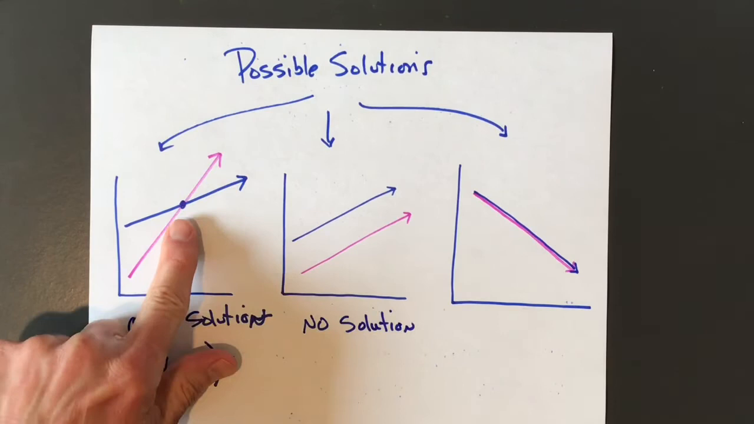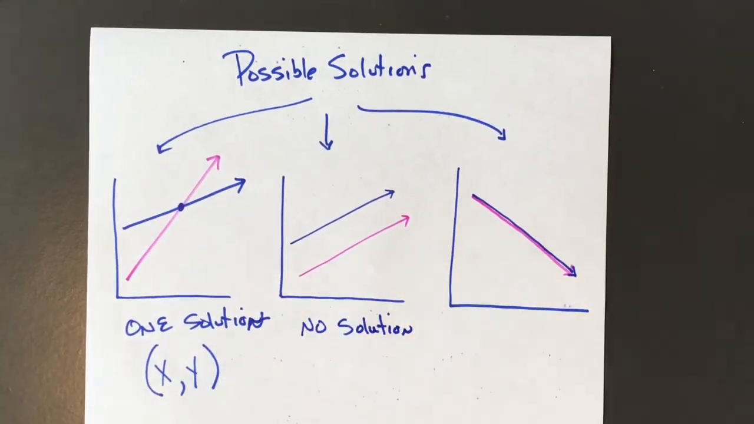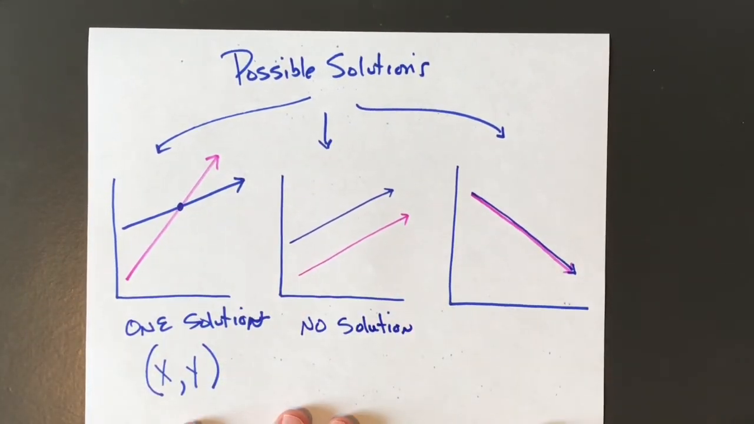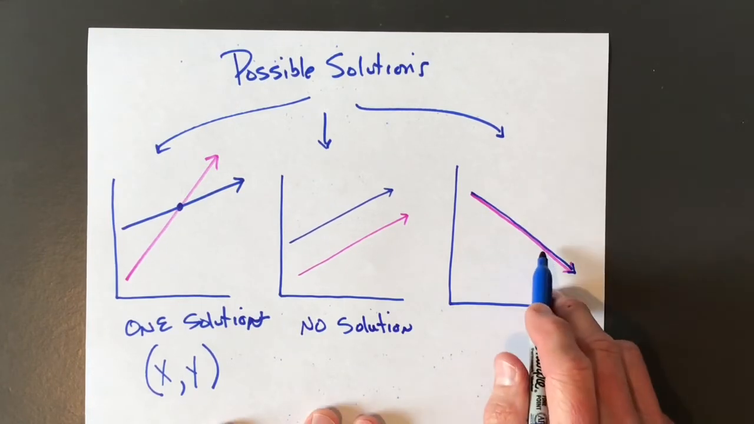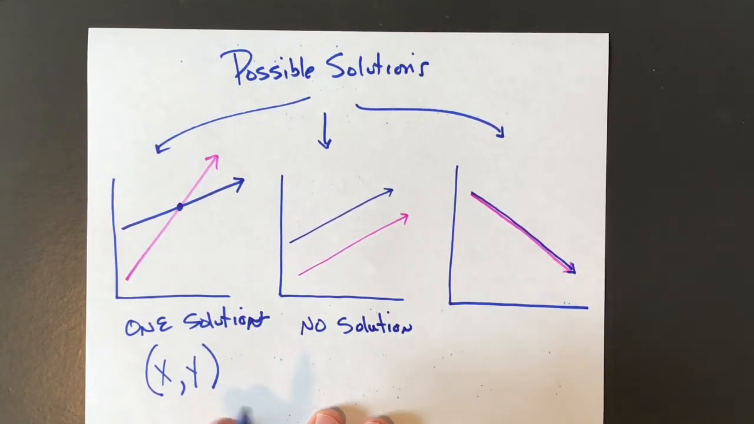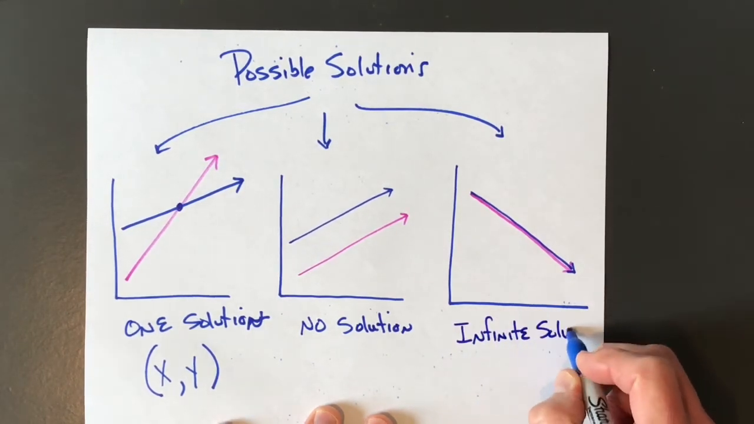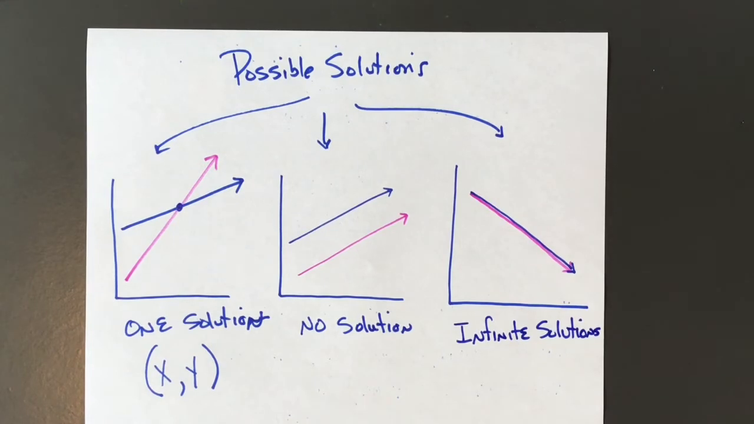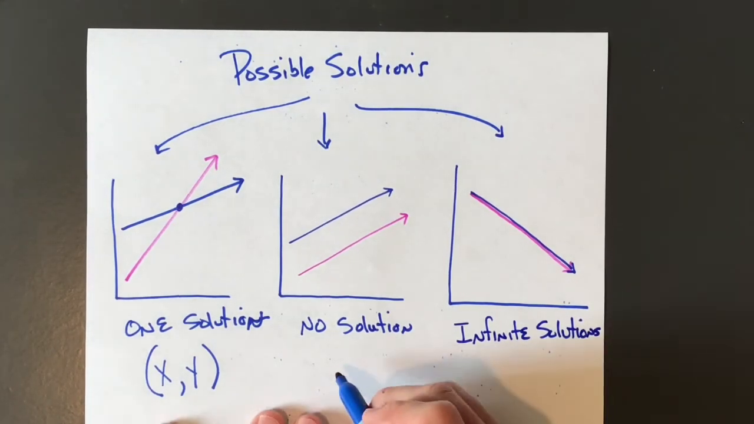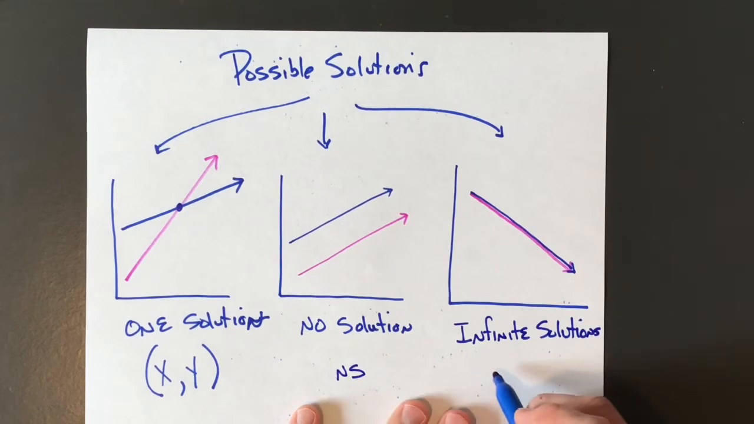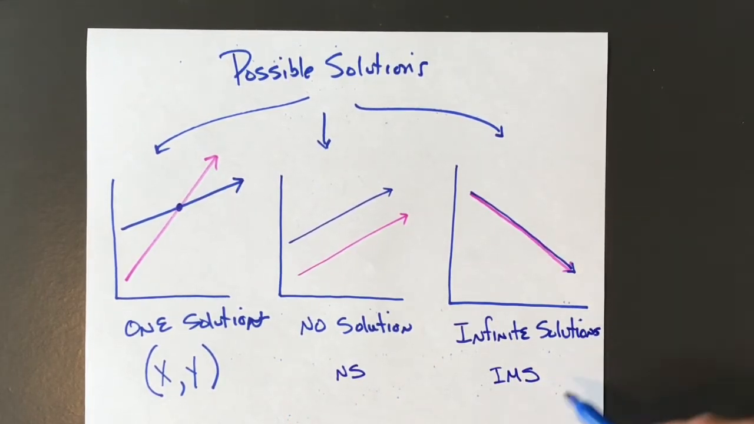So we have one solution where they cross once. We have no solution where they don't cross at all. And you can probably guess what's going to happen here. I tried to represent two lines, one being right on top of the other. It's a little hard with Sharpies. But what I do find is that if I have two lines where one is right on top of the other for the entire duration of the line, then we would say that we have infinite solutions. Sometimes there's abbreviations. NS is for no solution, or IMS, infinitely many solutions. That's another phrase. Kind of depends on who your teacher is and what language they use for the possible solutions.